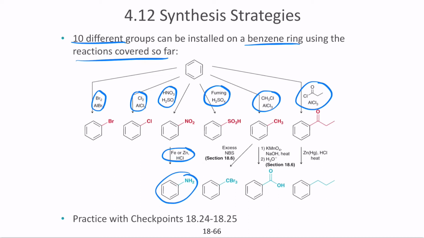and when you reduce nitration, you can create amine groups. When you use excess NBS, you can create a compound structure of bromines on the carbon. If you use KMnO4 and NaOH, you can oxidize it to create the common structure, which is benzoic acid. If you reduce an acyl group, you can create an alkyl group. So these are the ones that we have seen till now.